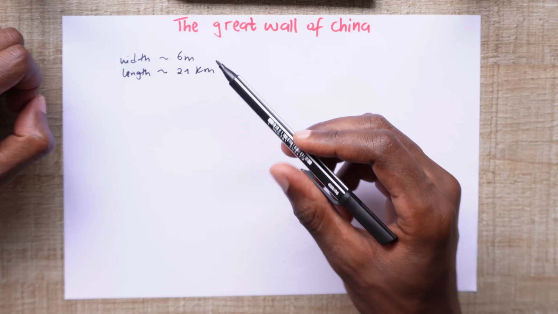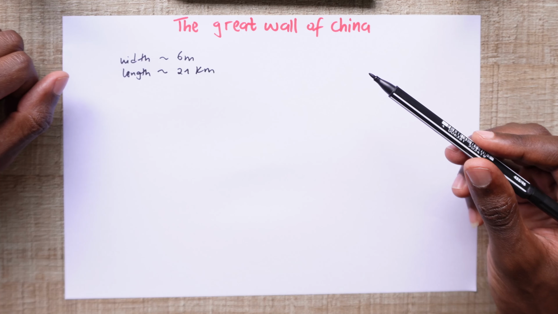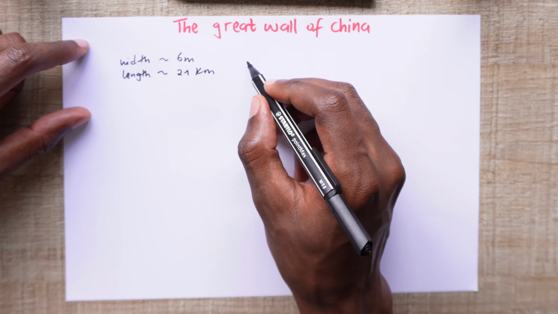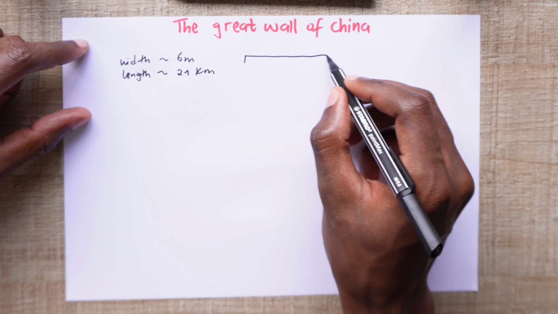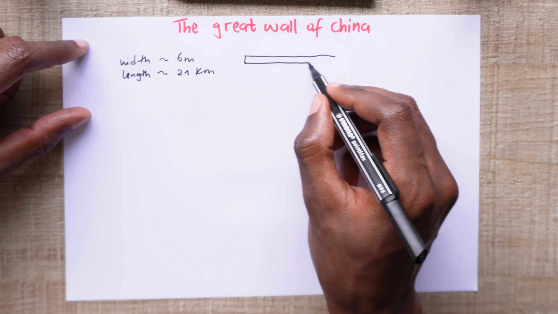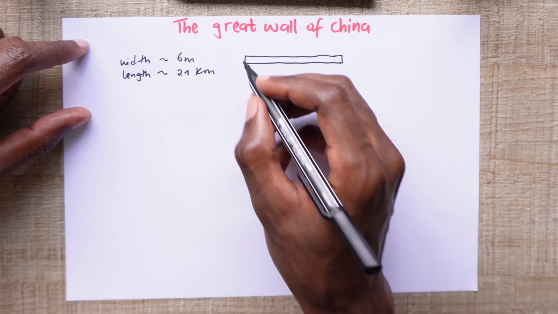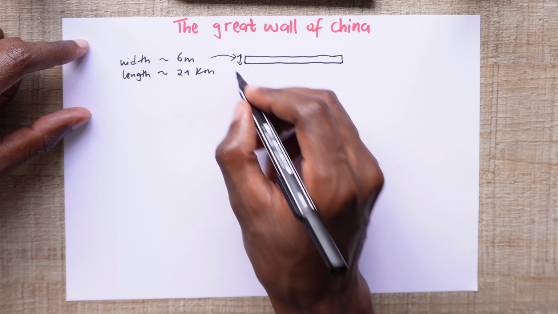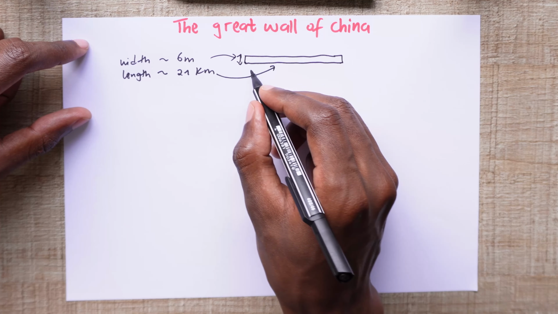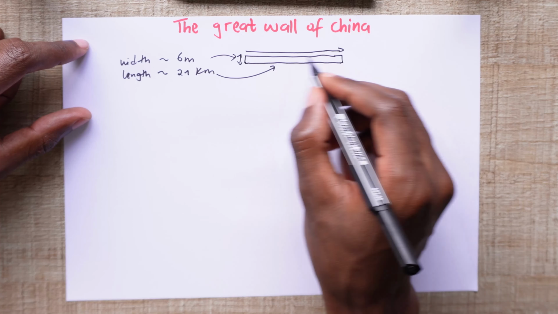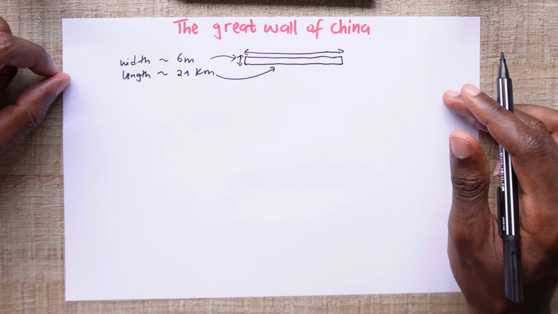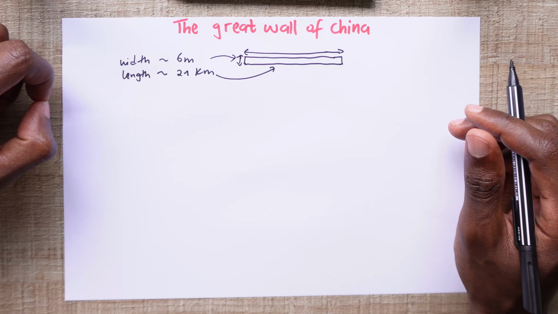So the real question to ask ourselves here, and what we want to evaluate, is, can a structure that has, I'll just represent really something rectangular, can a structure that has a width of 6 meters, okay, and a length of 21 kilometers be seen from the moon? That's really the question we are trying to answer here.